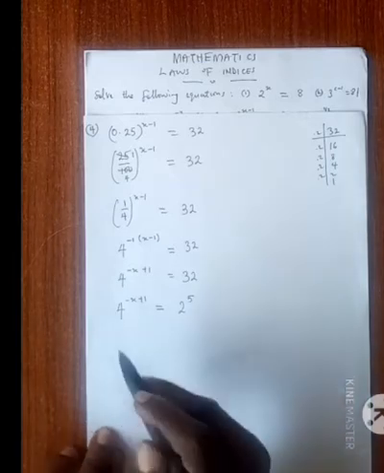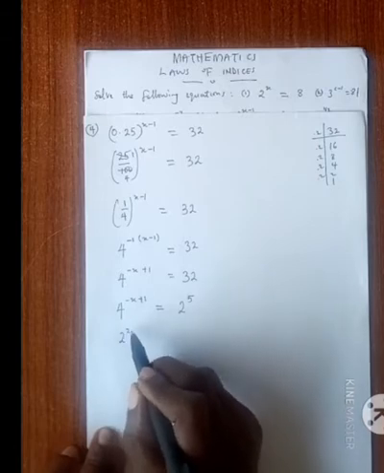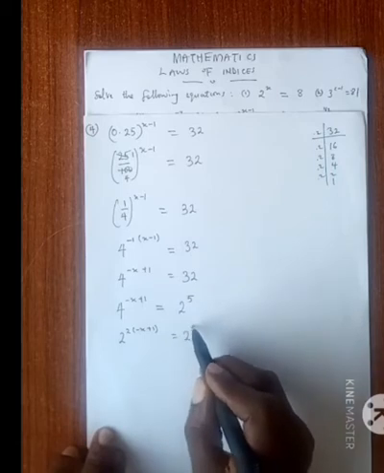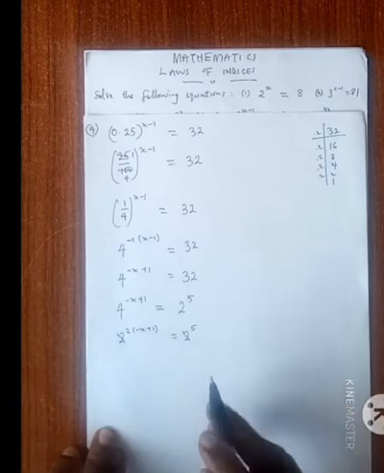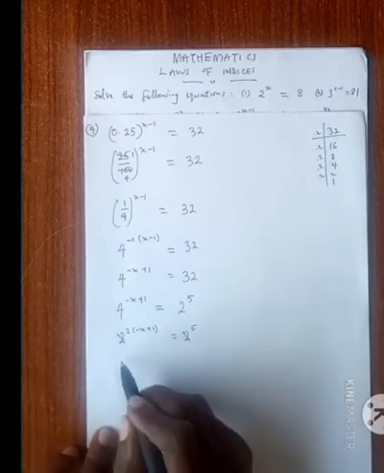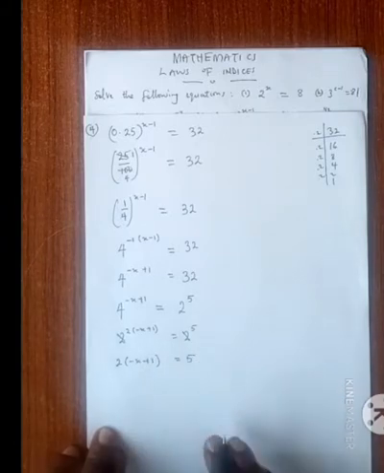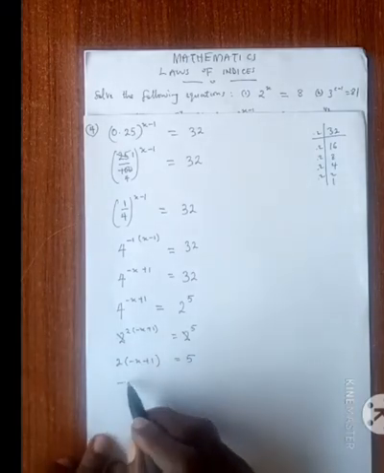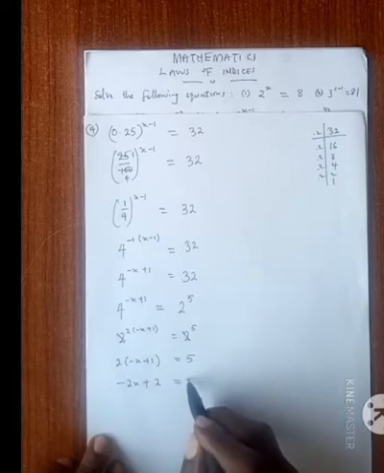So this 4 here will become 2 raised to power 2 into minus x plus 1 is equal to 2 raised to power 5. And in this case now, the base will be able to cancel out. So I'm now going to be left with 2 into minus x plus 1 is equal to 5. Then the next thing is to open the bracket. So 2 times minus x here gives minus 2x, plus 2 times 1 here gives 2, is equal to 5.